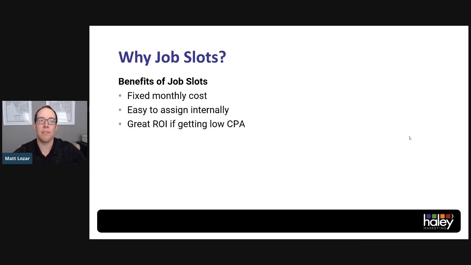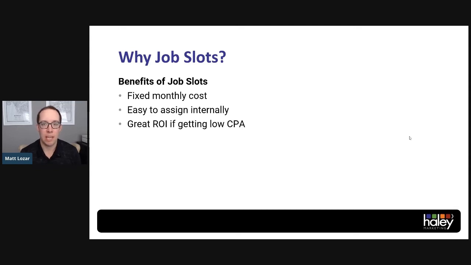Great ROI if you're getting a low CPA. For example, if you have those $1,000 budget for the 20 job slots and you had 500 applications for a month, that's $2 per application. Really good results. What's a little bit scary at times is you don't really think about evaluating it that way. You have to just do some quick math to understand how to evaluate. I think we've talked about it on the podcast before, may have done it on a previous LinkedIn Live, but look at your monthly spend.